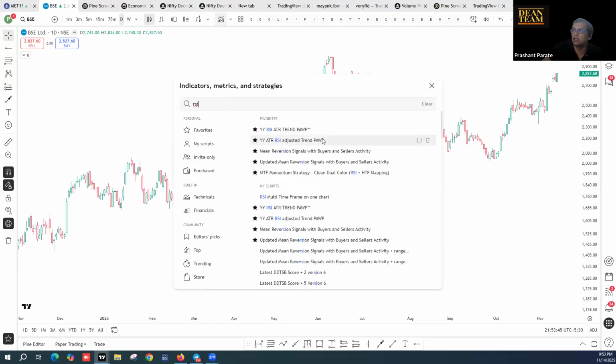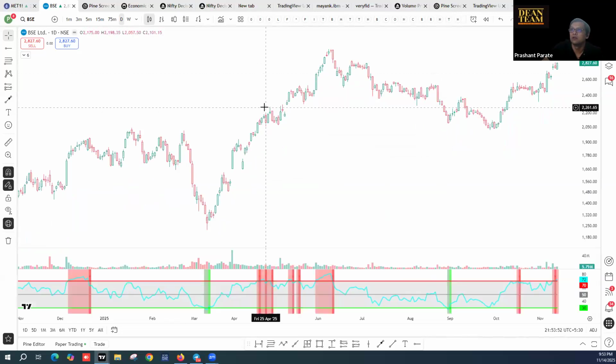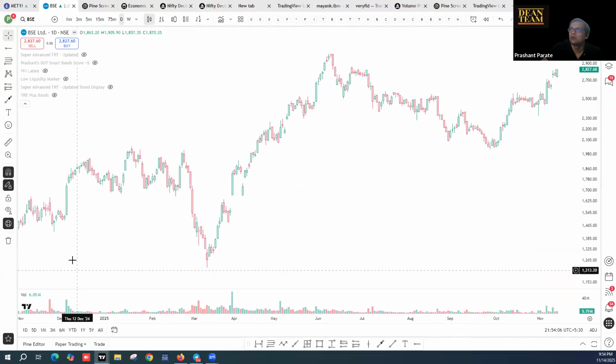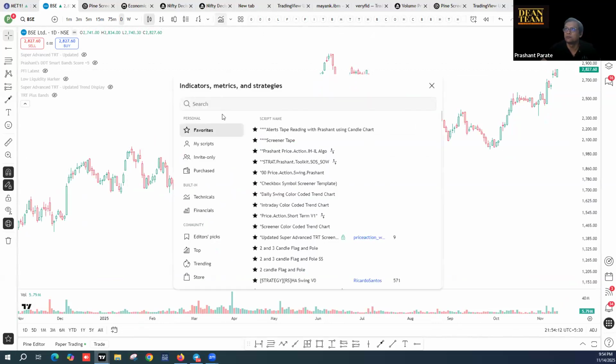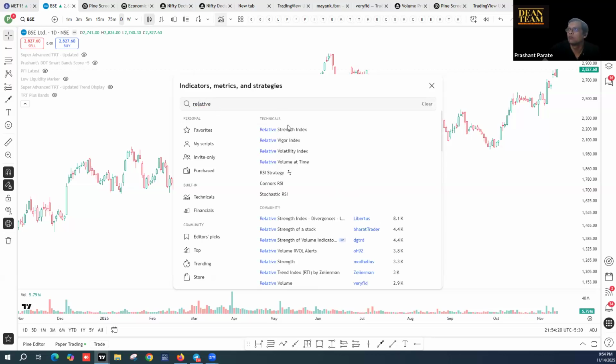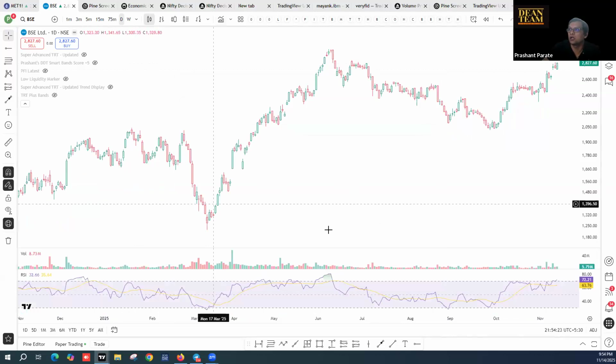So people will add RSI. I think I have developed some. Is this my indicator or someone else's? I don't know. I'll check the other one. Routine RSI indicator. So this is the relative strength index, or RSI.